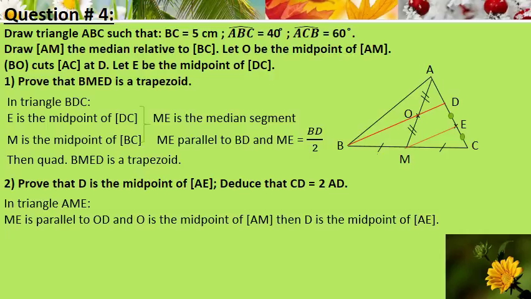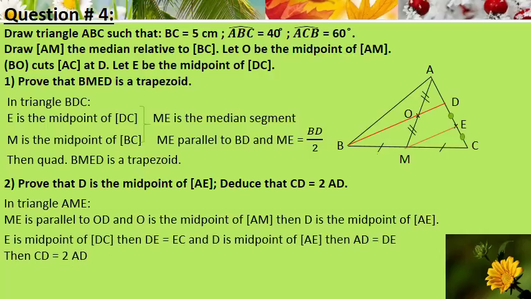How can we deduce that CD is equal to 2AE? Yes, Selena. Since D is the midpoint of AE, then AD is equal to DE. Right, and E is the midpoint of DC, then DE is equal to EC. Then CD is equal to 2AD. Right, yes, this is correct. So E is the midpoint of DC, then ED is equal to EC. D is the midpoint of AE, we proved it. Then AD is equal to DE. Then CD is equal to 2AD.